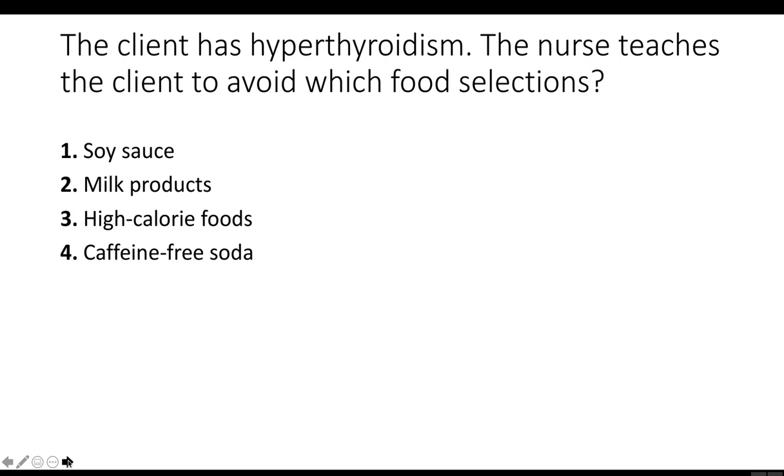This one, the answer is 1. Foods high in iodine, such as soy sauce, can affect the effectiveness of medication therapy in patients with hyperthyroidism. Milk products should be included in the diet for the client with hyperthyroidism because they are high in protein and calcium. High-calorie foods are important for these patients in order to meet metabolic demands, and there is no reason to restrict caffeine.